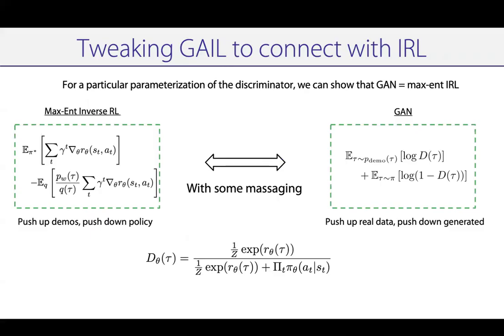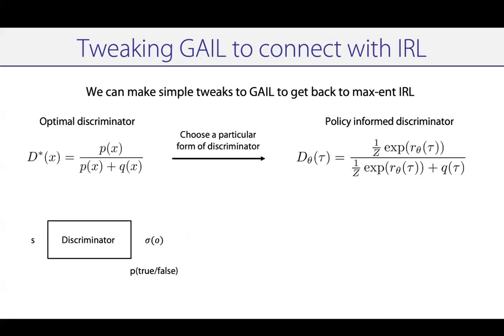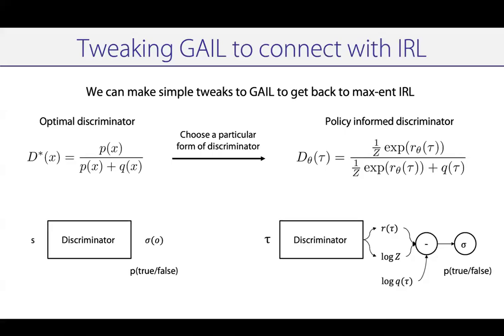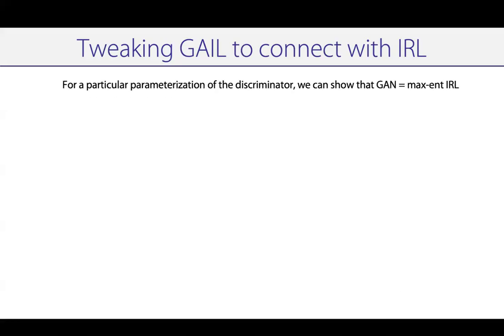So the important part here is that intuitively, you can think of the GAN as making these two distributions indistinguishable. GAIL does that. It tries to make the policy and the data look the same. It doesn't give you a reward. But if you choose a particular form of your discriminator, and you do a GAN with that form of your discriminator, you can then start using that as your reward.